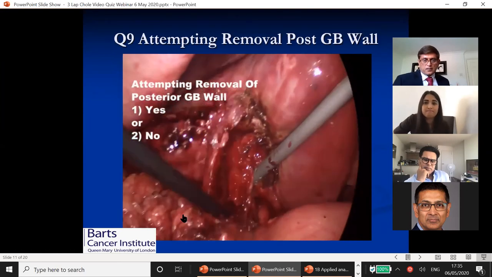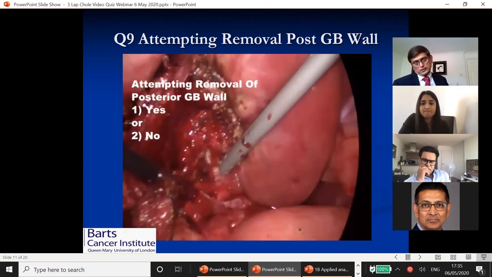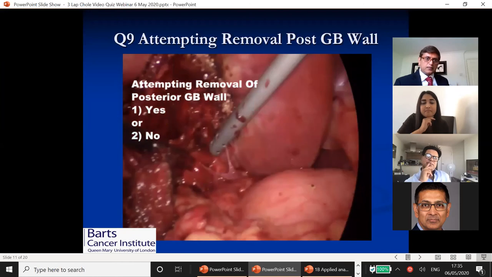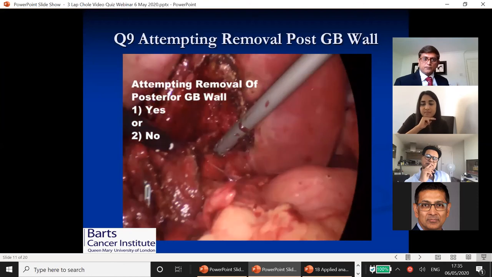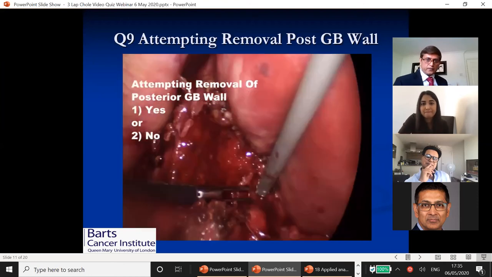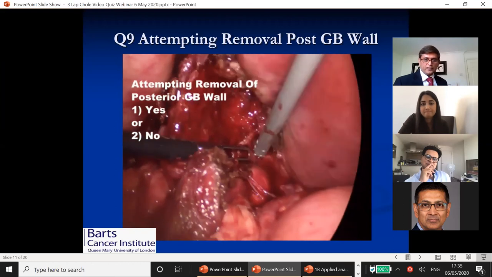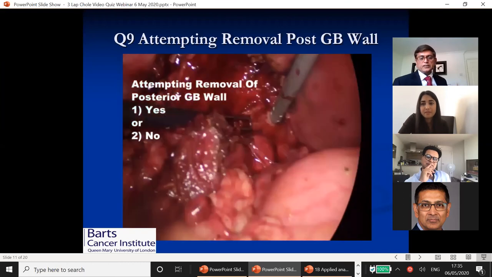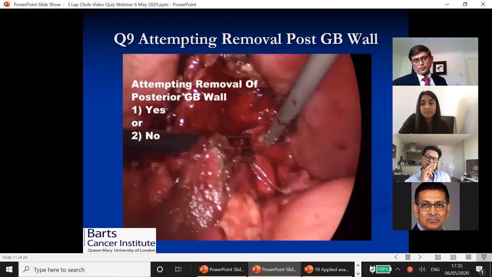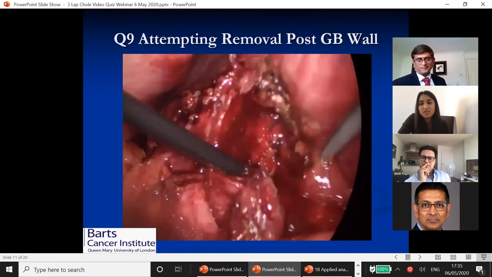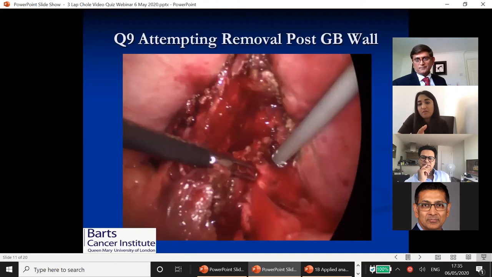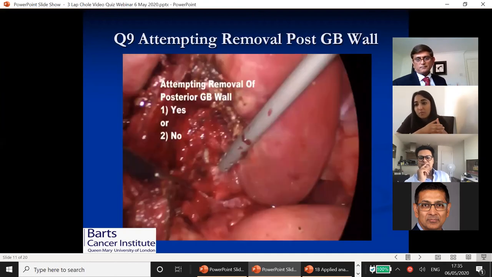Now, after going further down the gallbladder, I thought I'll be a bit clever. And rather than leaving the posterior gallbladder wall behind, it looked as if it was getting peeled off relatively easily. So is this something that you will attempt to do? Lillian, yes or no? No. Why? I think you risk, there's no way of knowing what the plane is because it's so fibrotic. So it will be very difficult to remove that off the cystic plate without injuring vessels, I would have thought.